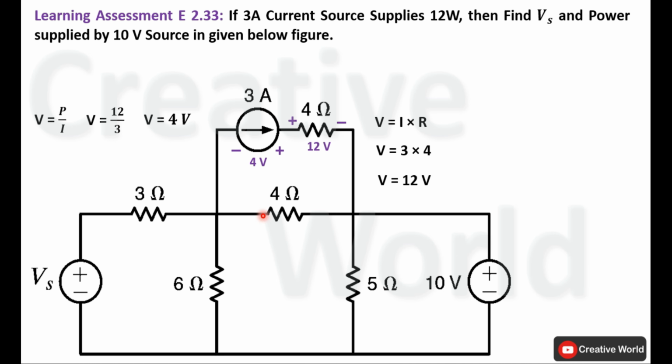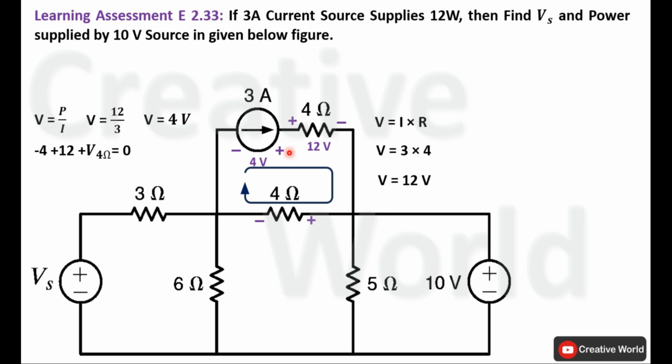This is a closed loop. We can implement Kirchhoff's voltage law inside this loop to find the voltage across this other 4 ohm resistance. First, we will identify the direction of current. We are taking this current direction as clockwise because of this constant current source direction. Voltage polarity across this 4 ohm resistance will be according to the direction of this current. Current entering terminal will be taken with positive sign and current leaving terminal will be taken with negative sign.